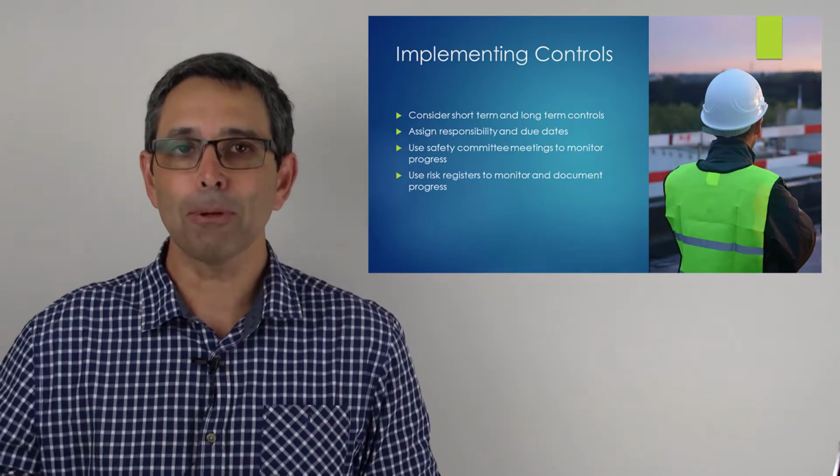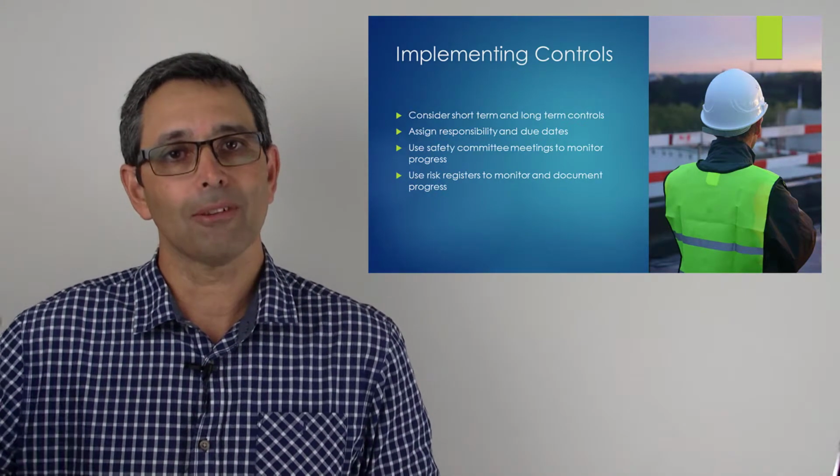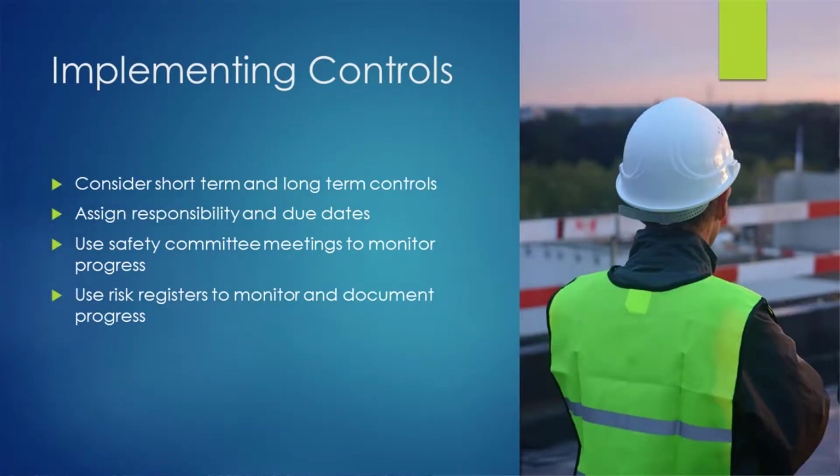So we've decided on what controls we want. We now have to implement those controls, and this is a really important process as well. We must consider both short and long-term controls. The short ones control the risk right now. The long ones are the most effective controls that we build into our systems long-term. We need to make sure that we assign someone responsibility and due dates to get the job done. We can monitor it through safety committees. I've always thought that's a great idea, and you should build a risk register, which is a way of monitoring and also documenting the implementation of your controls.